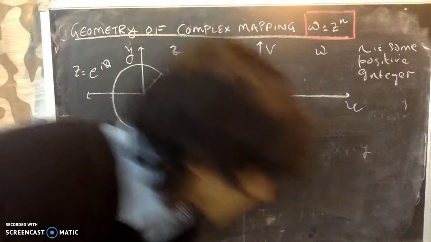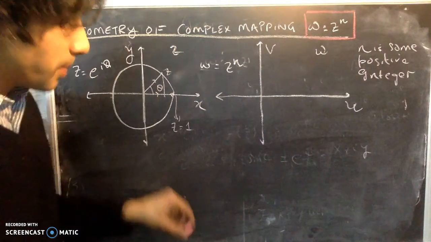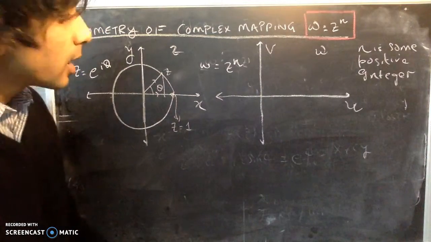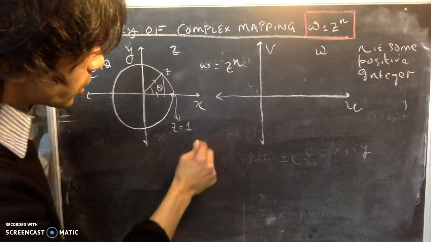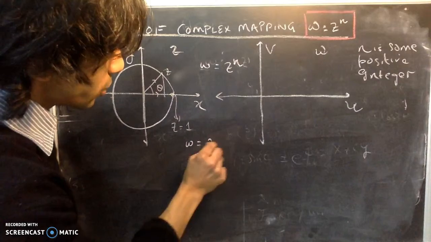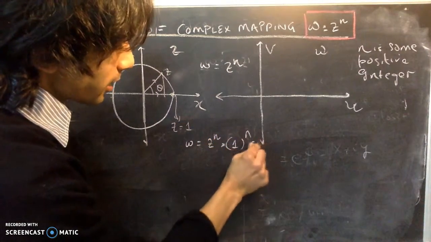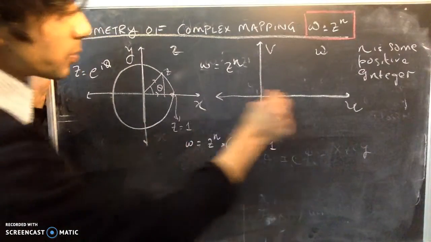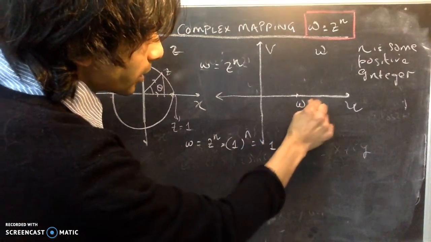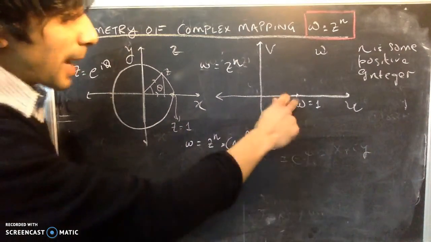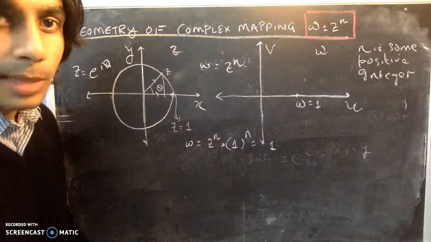Okay. So under the mapping w equals z to the power of n, where is the image of the point z equals 1? So z equals 1, so w equals z to the power of n, and if you're at the point z equals 1, then 1 to the power of n is 1. So the image of this point is w equals 1. In other words, the point z equals 1 maps to the point w equals 1 in the W plane.